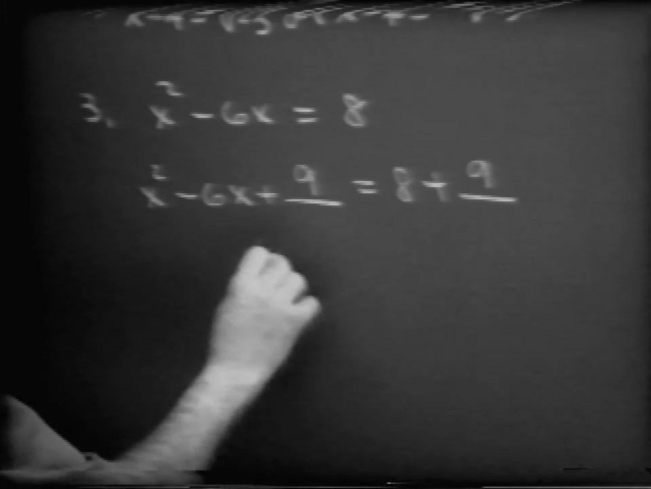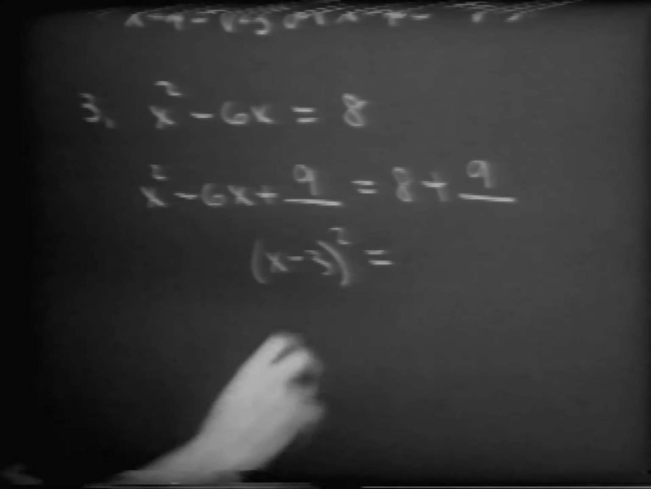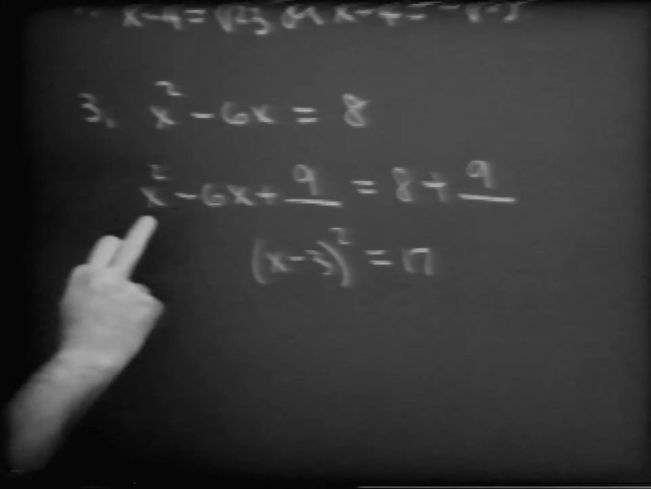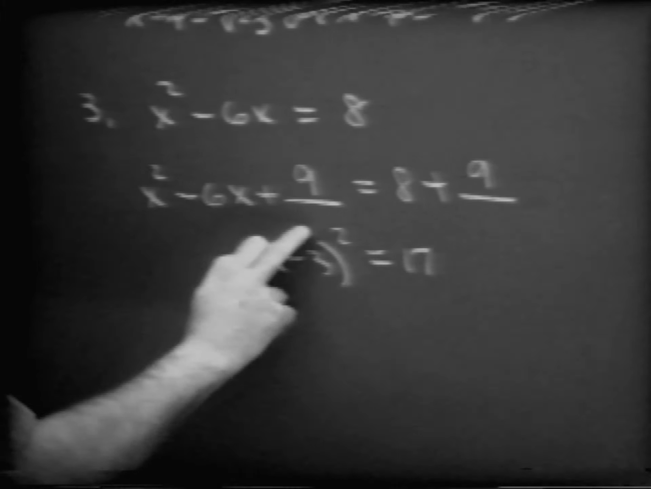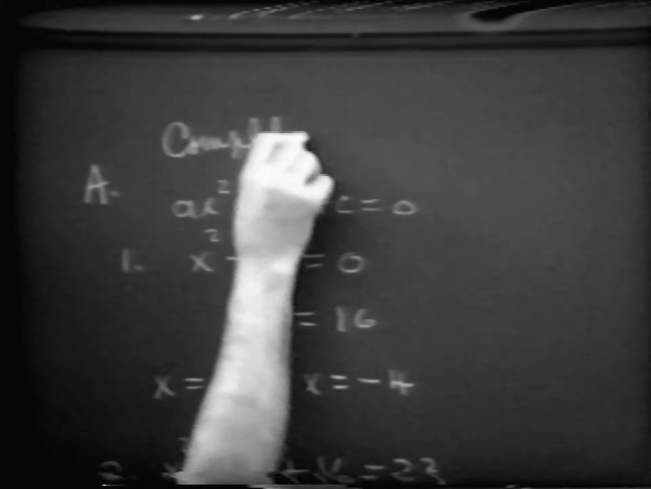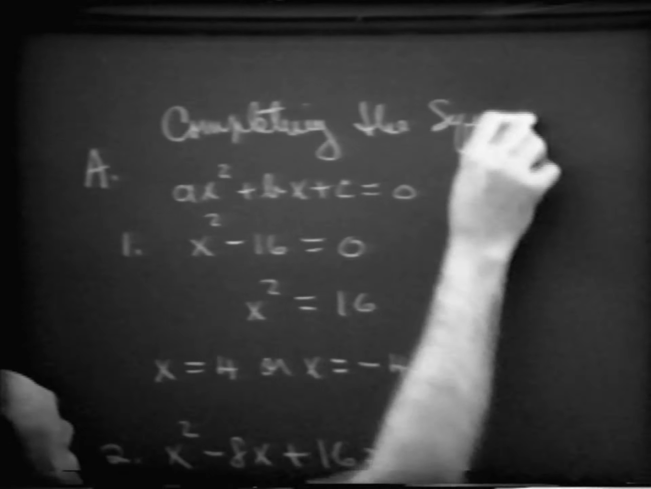(x - 3) quantity squared, x squared minus 3, the quantity squared, and of course 8 plus 9 is 17, and now we're right back to the previous pattern, okay? Now, this process that we have here is called completing the square. So in fact, let me give the name of this whole idea, this name of completing the square, okay? What we're doing here is completing the square.